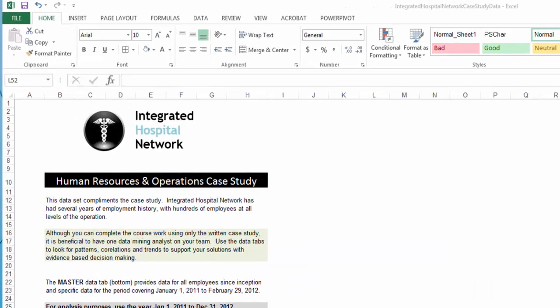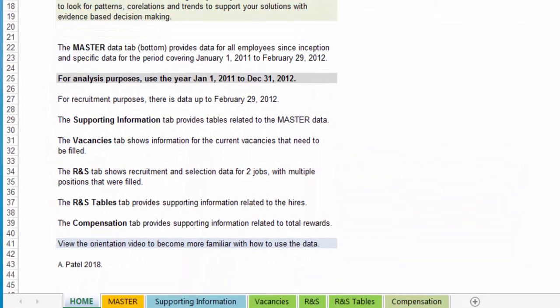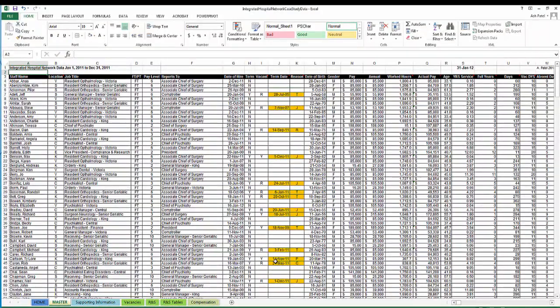So, first of all, if you look down at the bottom, you'll see several tabs. Now, the most important one is the master tab. And if you go there, you'll see an array of data. Now, this is not to suggest that you have to use all of it. There's a lot of data here. A lot of it's about hires, terminations, pay, vacation, a little bit of benefits, performance, and so on. So you pick and choose.